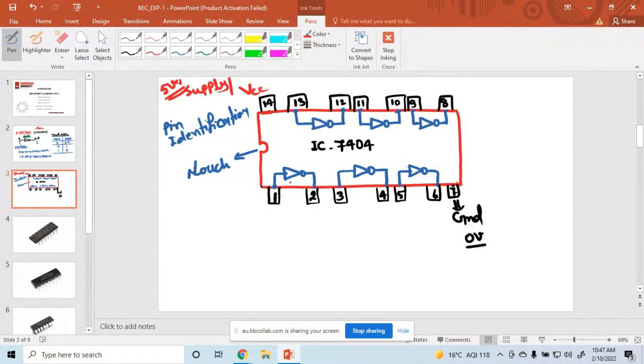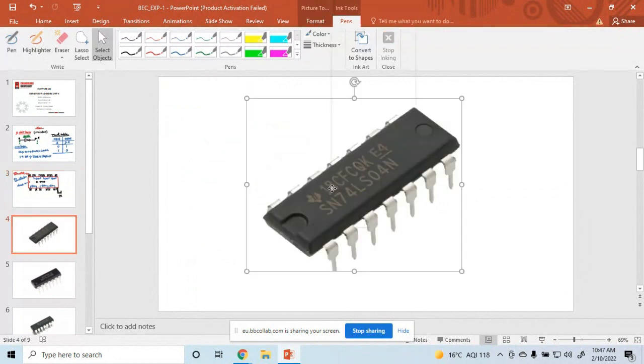Yes. So suppose, here you have verified this one. Pin number 1 is always an input pin. Then 2 is the output. For the second gate, 3 is input, 4 is output, like this. Are you understood? Yes or no? Yes, sir.